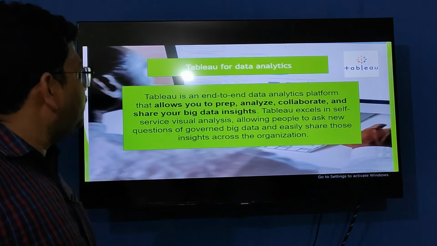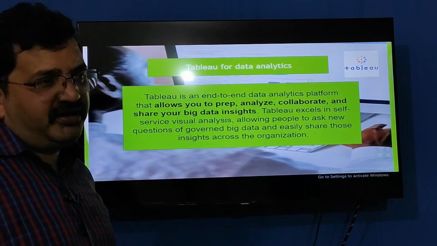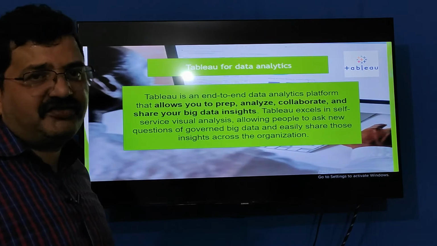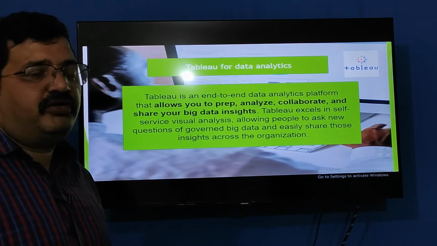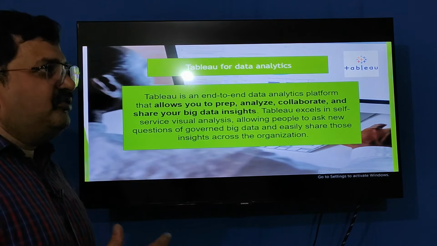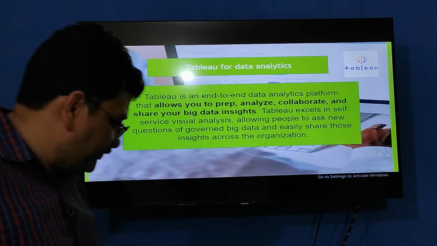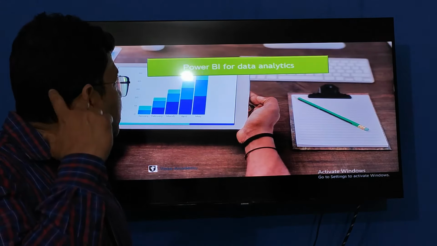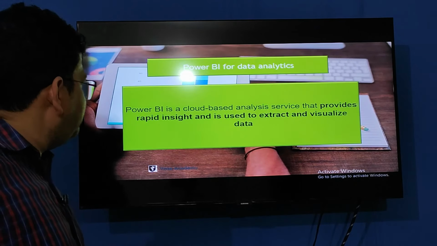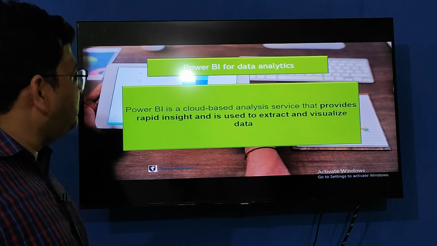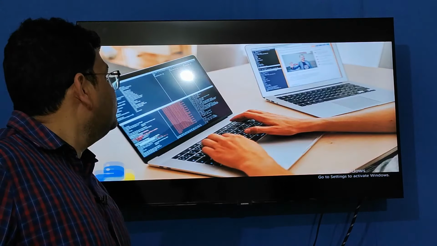Tableau is also there, one of the software tools. It basically makes your data into interactive charts and graphs. In visual form, it looks better, you can analyze it better, and you can make better decisions with that. Then coming to Power BI. Power BI is also a very good tool for visualization. It's a cloud-based analysis service that provides rapid insight and is used to extract and visualize data.